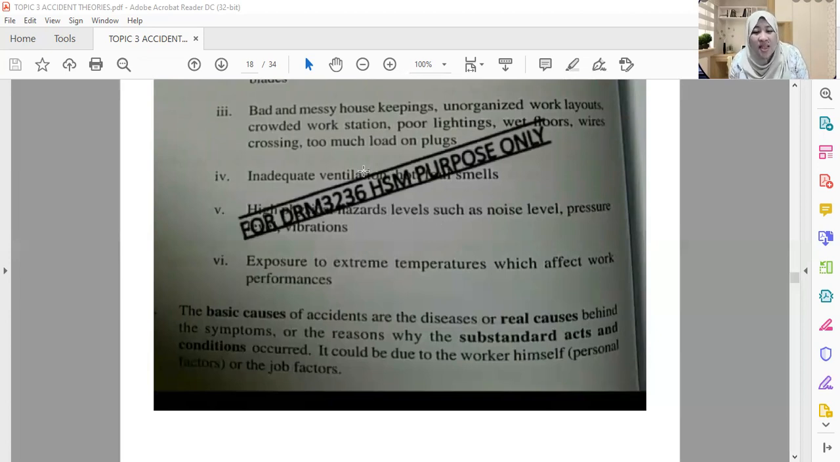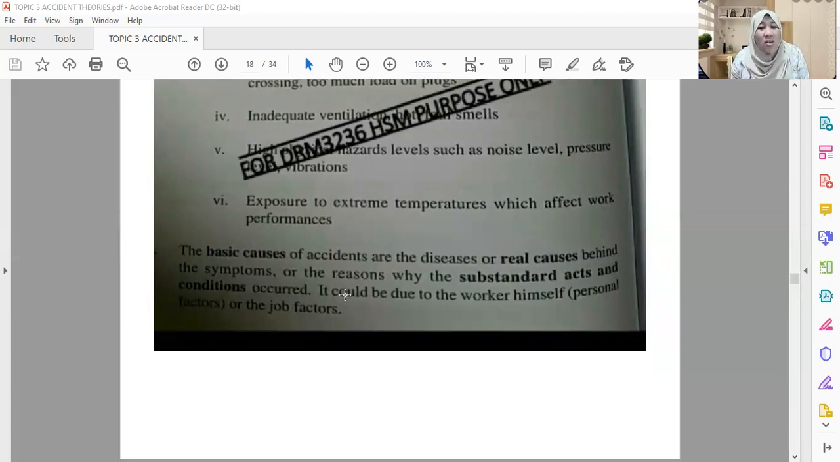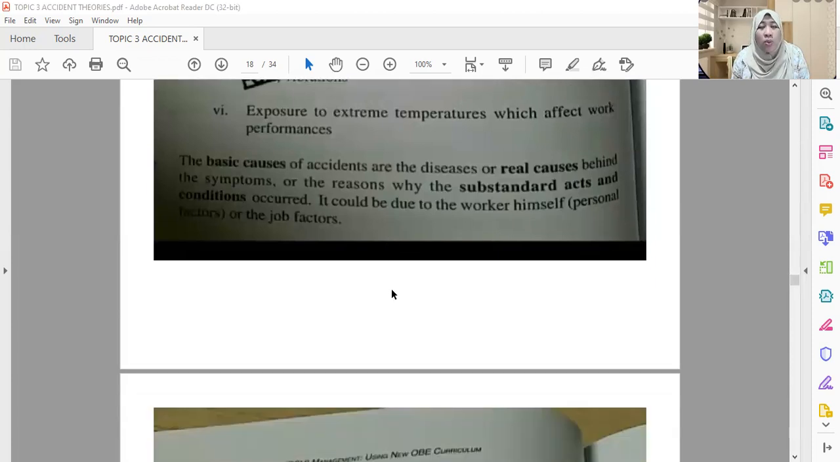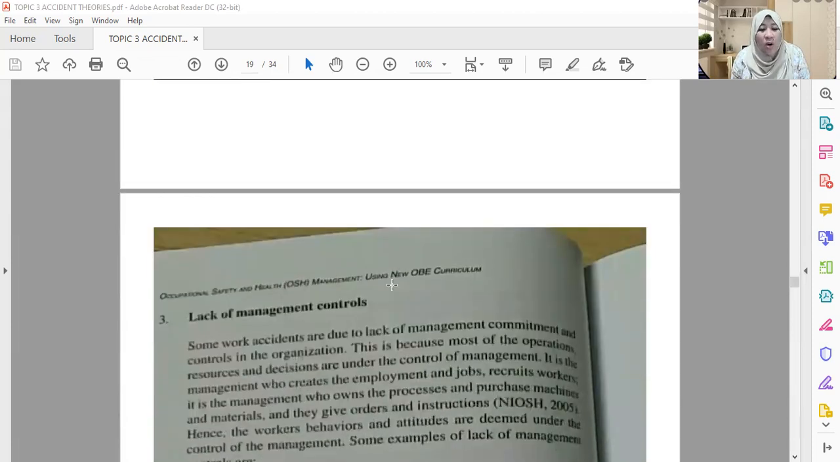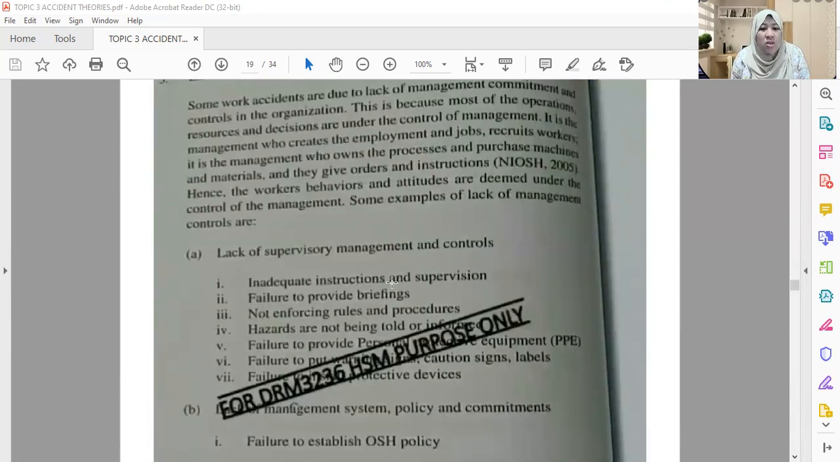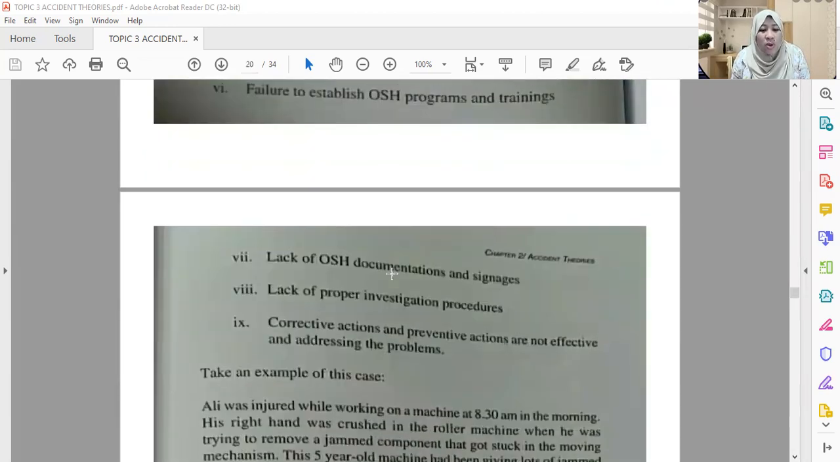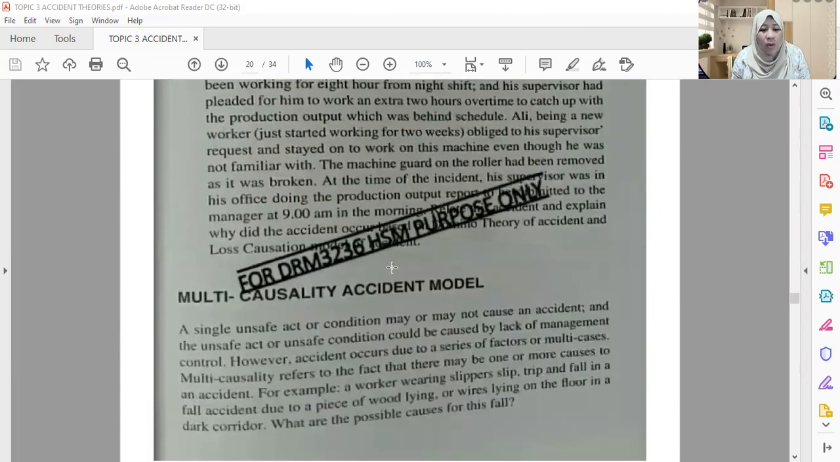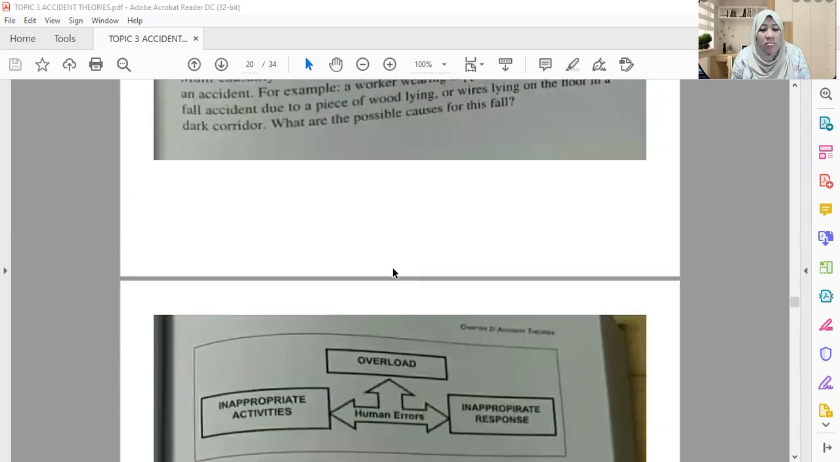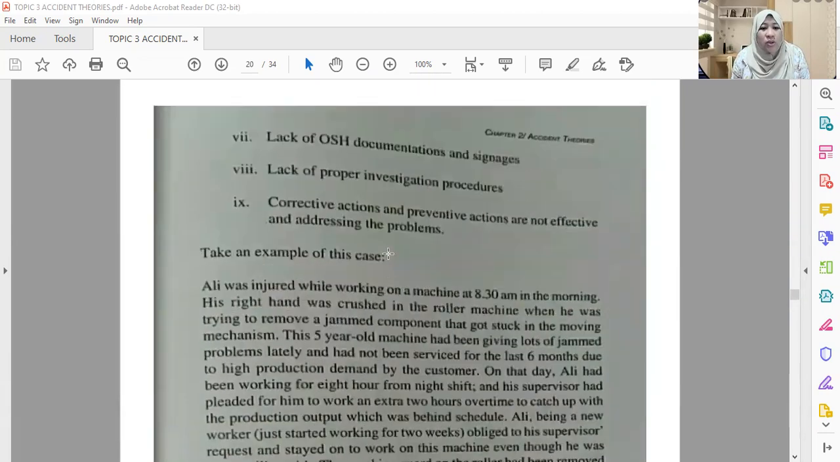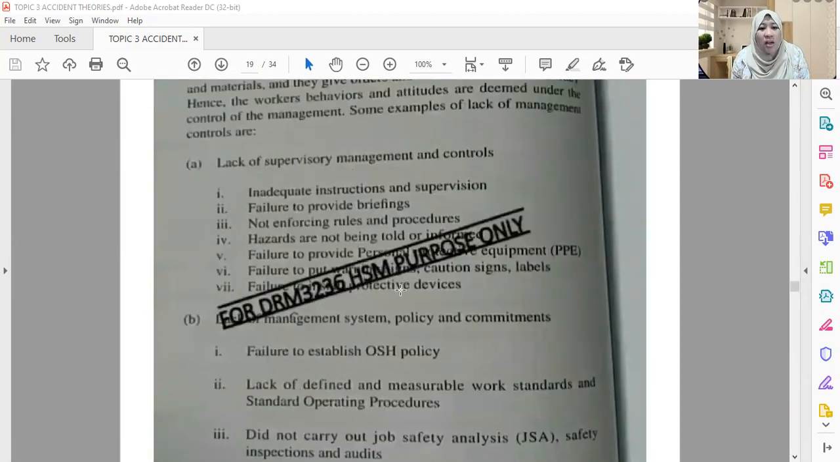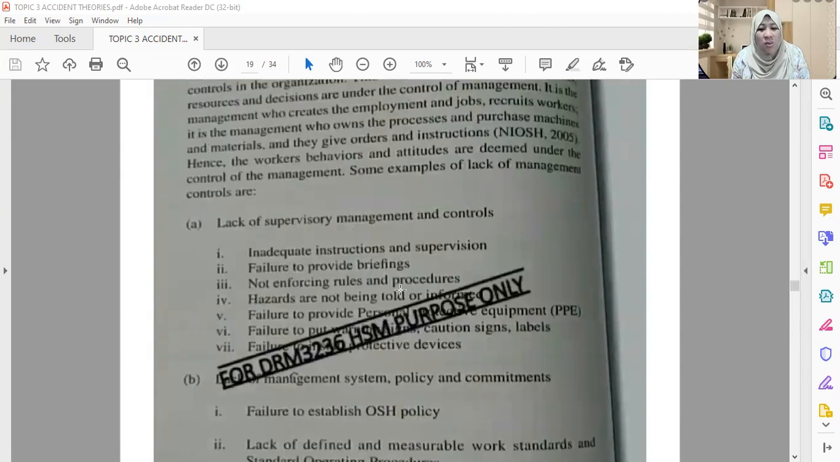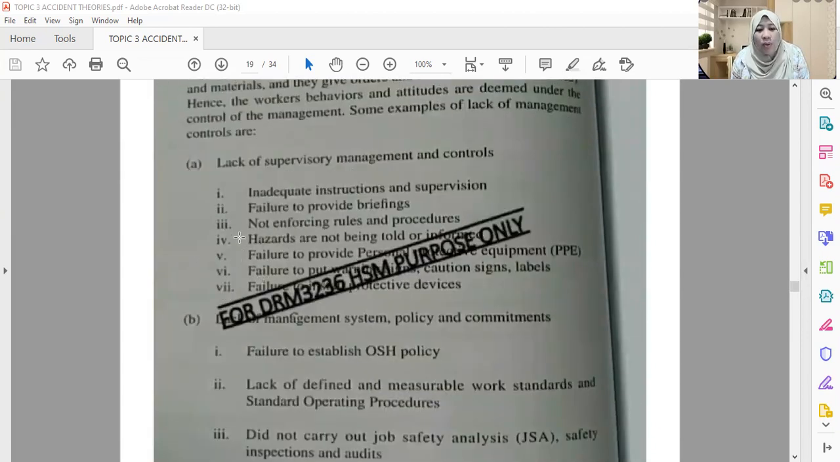Okay, so the basic causes of accident are the disease, or the real causes behind the symptoms, or the reason why the substandard acts and conditions occur. It could be due to the worker itself, personal factors, or job factors. There is also the last one here: the lack of supervisory management control.